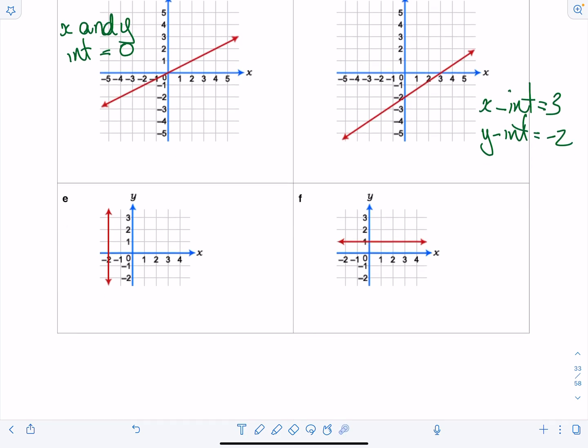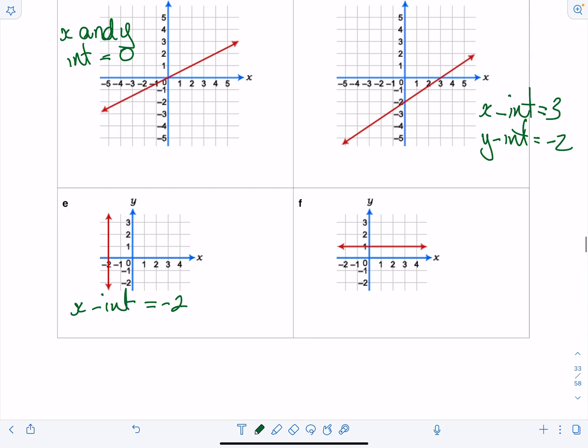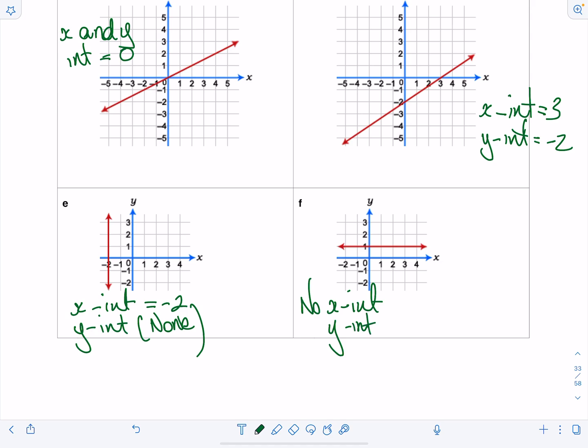Okay, so have a look at this one. The x-intercept is along here. The y-intercept, if it cuts here. Now, it has no y-intercept because it doesn't cut anywhere along the y-axis. So here, it only has an x-intercept of negative 2. Now, be careful. Do not write y-intercept equals 0, because you're saying it goes through 0. You just write none. There's no y-intercept. And here, there's no x-intercept, and the y-intercept is 1.